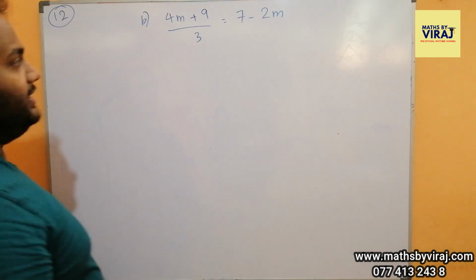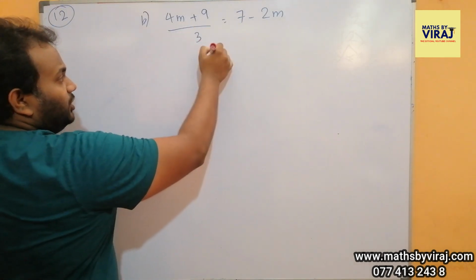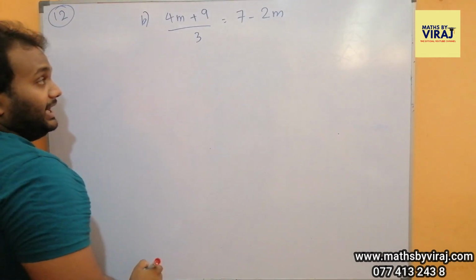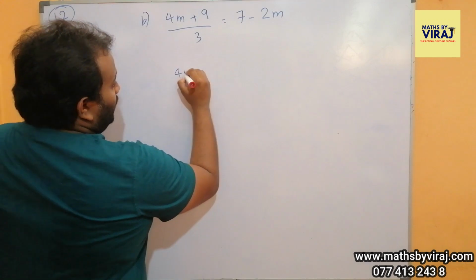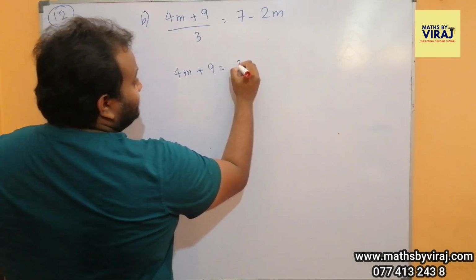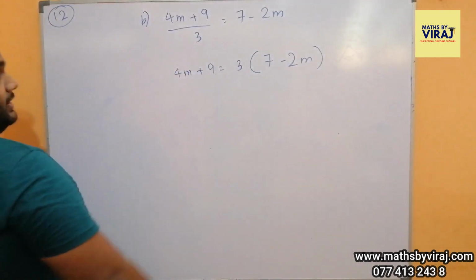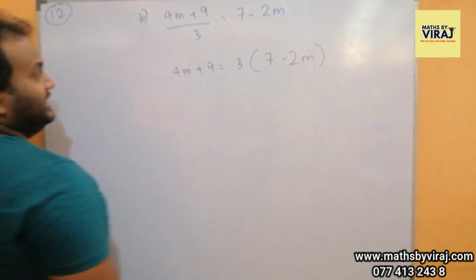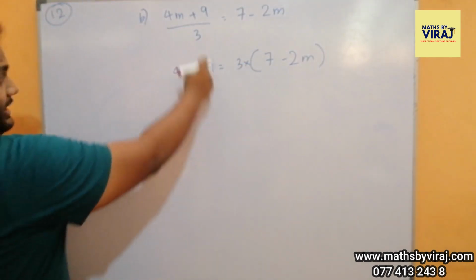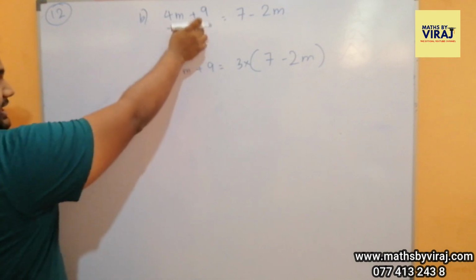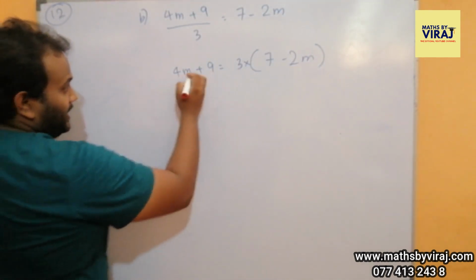Question number 12, part B. Now we are supposed to find the value of m. We know that when division goes to the other side of the equation, it is considered as multiplication. Therefore, 4m plus 9 is 3 times 7 minus 2m. The whole expression 7 minus 2m is multiplied by 3. The number 3 is divided here, so when it goes to the other side, it becomes multiplication.